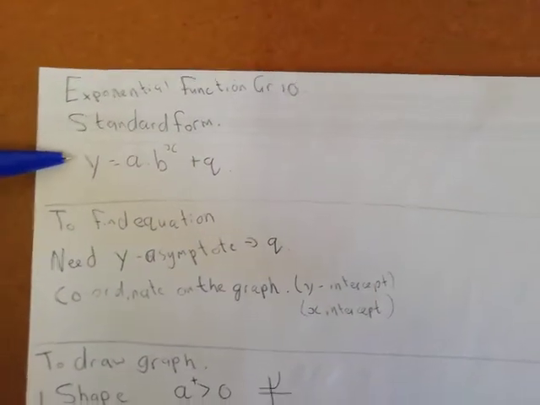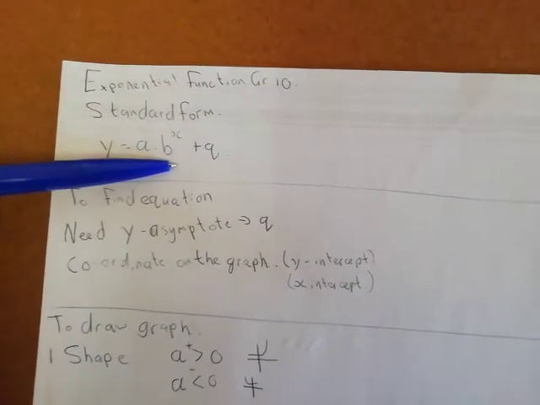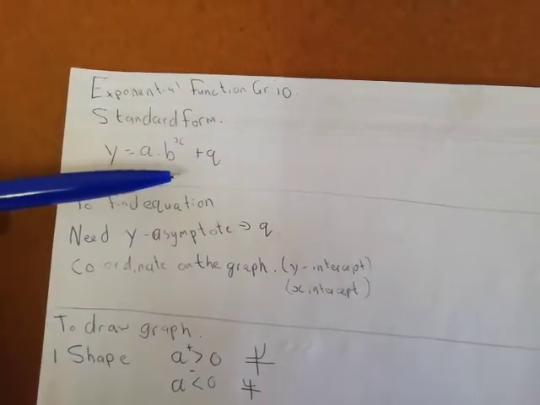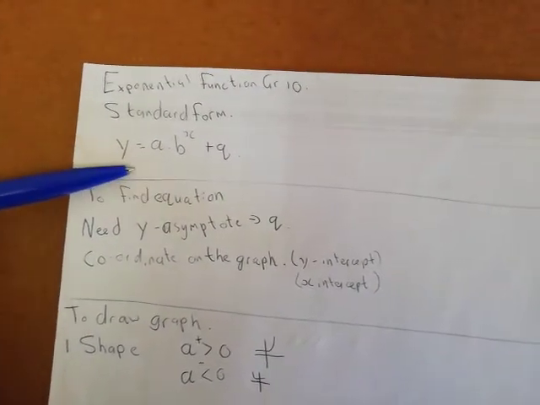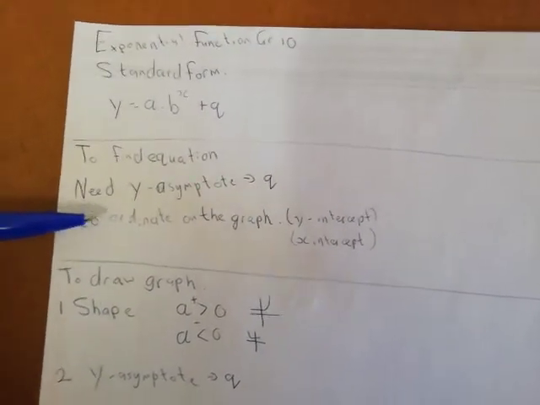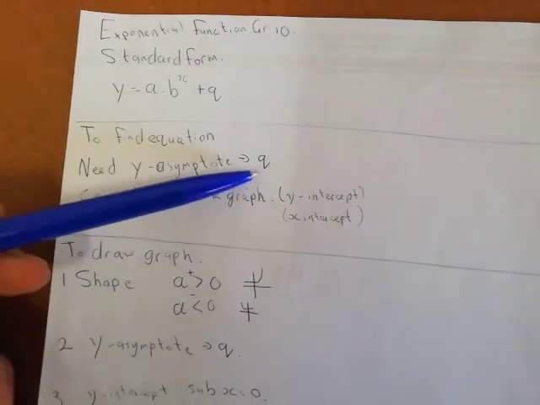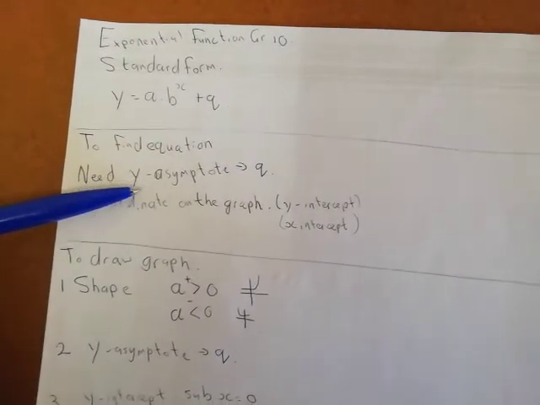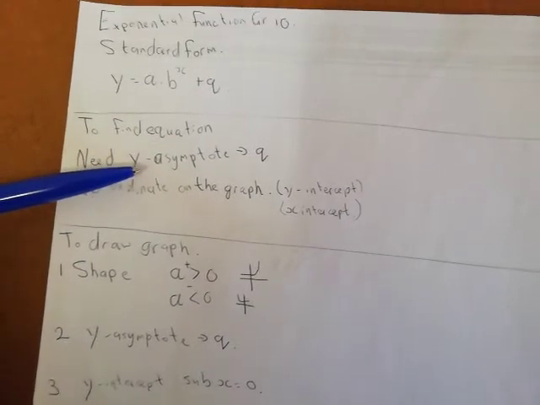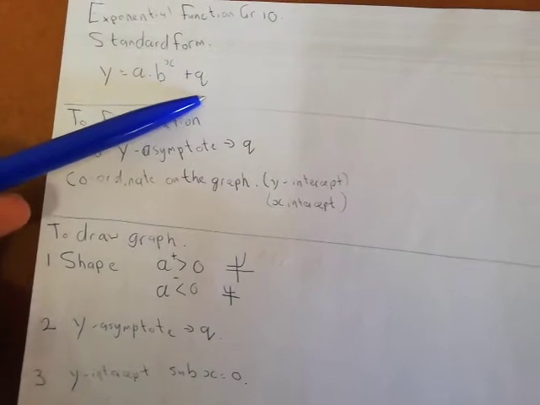With exponential functions, the standard form is y equals a times b to the power of x plus q. q will act as your asymptote for this function. So, if you have to find the equation, the first thing you have to identify is your y asymptote, which will give you the q. If your y asymptote is on your x-axis, in other words it's y equals 0, then you will not have a q value.